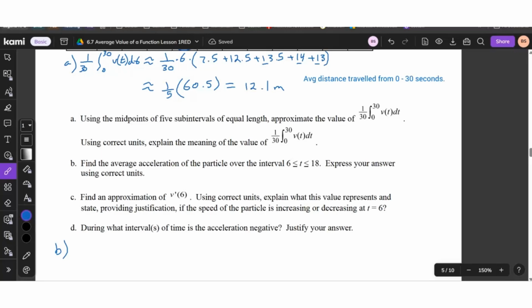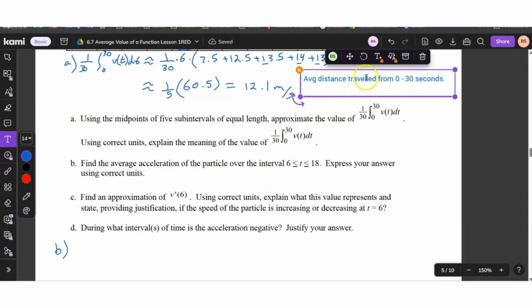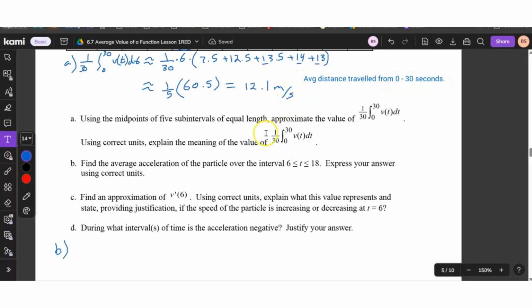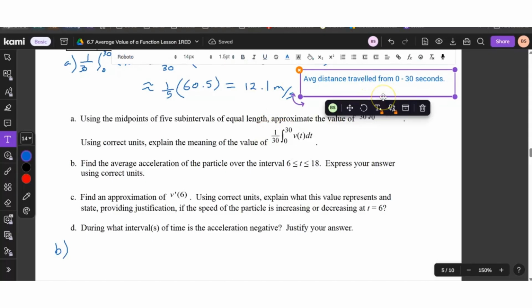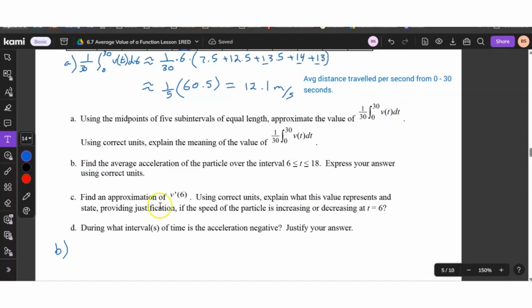Sir, when does the equals go out? All right, so we just realized we had a slight error, so let's change this. This should be meters per second because it's the average, and this is the average distance traveled per second from 0 to 30 seconds. Thanks for that, Nacho. All right, then we can go on to B, yeah?